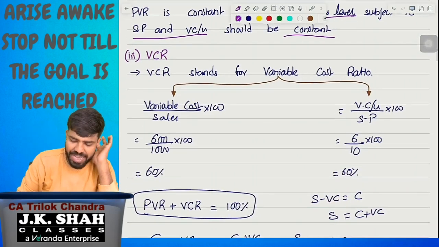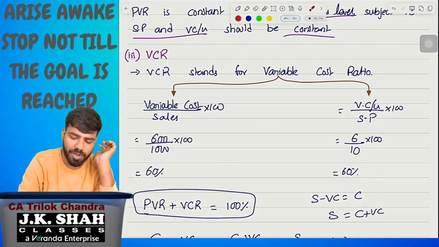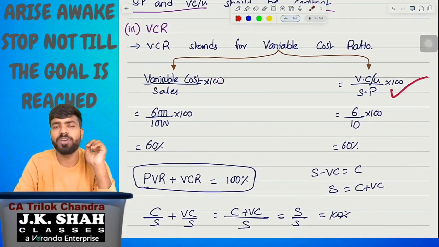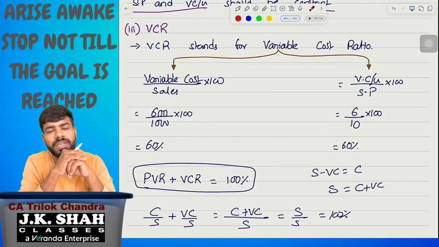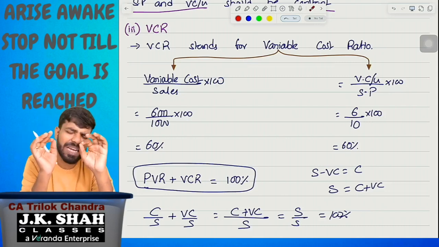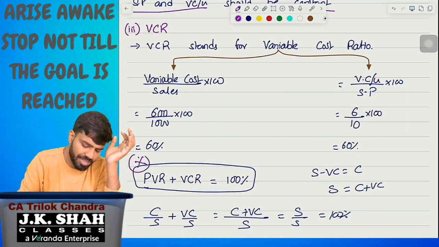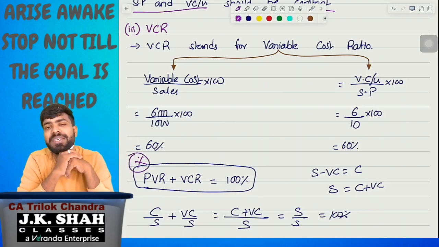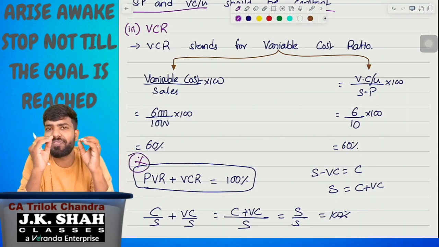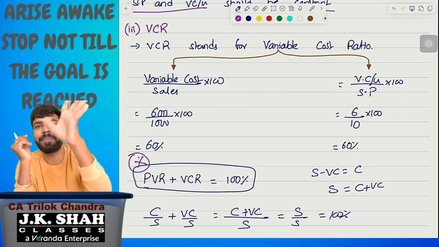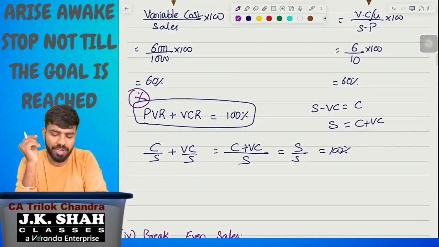Understanding? Next, variable cost ratio. VCR stands for variable cost ratio. That is very simple: variable cost divided by sales into 100, or variable cost per unit divided by selling price. Here I am giving you one very important equation. Based on this, there are many questions in the examination. PVR plus VCR equal to 100%.